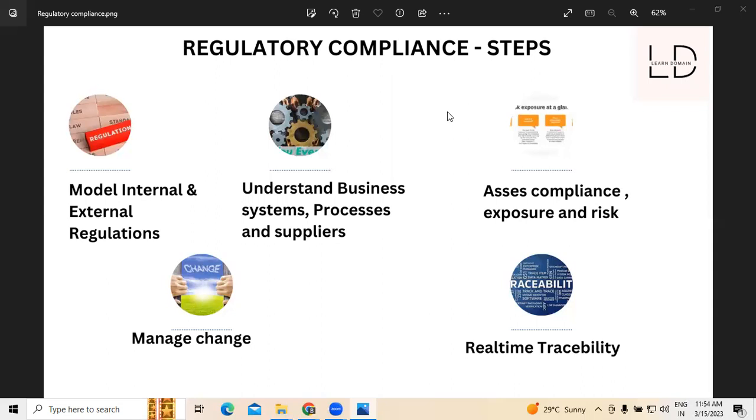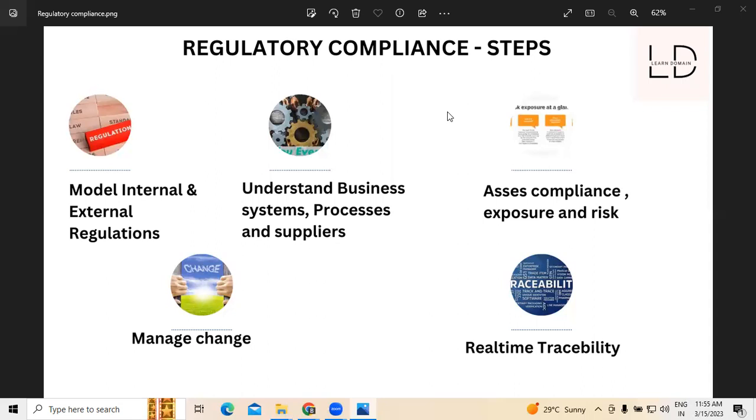When we talk about the third part, which is called assessing compliance, exposure, and risk, as you know your external as well as internal regulations and your key business processes, systems and suppliers, you can methodically conduct compliance assessments across all the regulations that are applicable. Those assessments will drive key compliance and non-compliance metrics, highlight key risks and issues, and provide an overall regulatory exposure view, which can then drive quantifiable metrics and a systematic approach to ongoing compliance reviews.